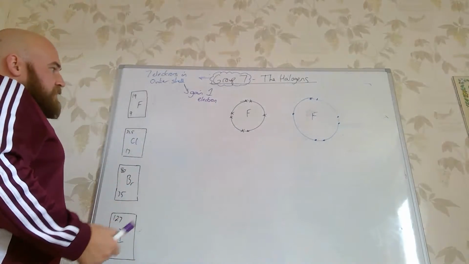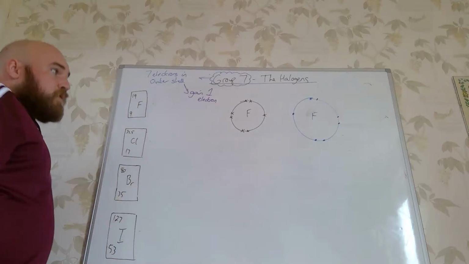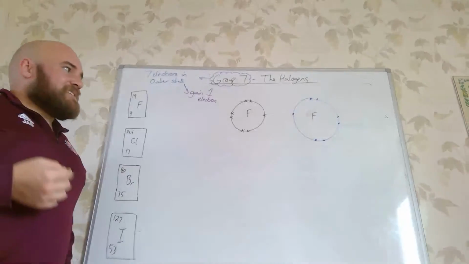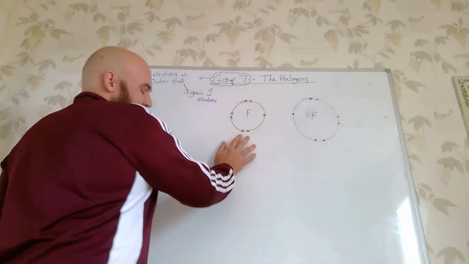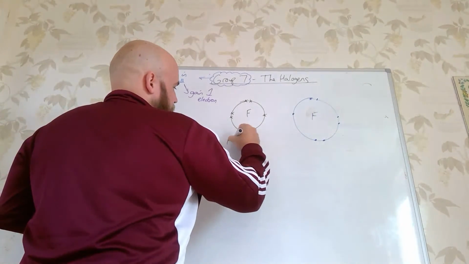So let's look at these things then. We've got fluorine, chlorine, bromine, iodine. They've all got one thing in common. They've got 7 electrons in the outer shell. So how do they actually exist? Well, if we have a look here, this is a fluorine atom. Yeah, so this is an individual fluorine atom.